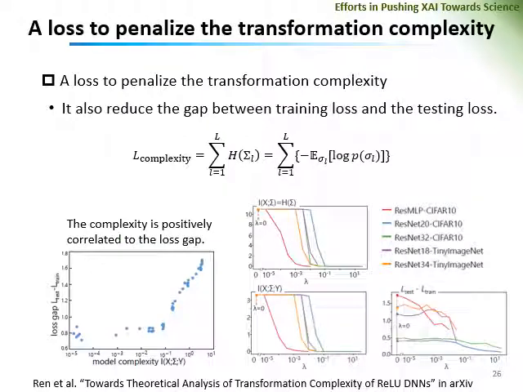Finally, we find that the overfitting level of the model is very related to the transformation complexity. So we propose a loss to directly penalize the transformation complexity of the neural network. And we can use this loss to reduce the complexity and at the same time, the gap between the testing loss and the training loss is also reduced.